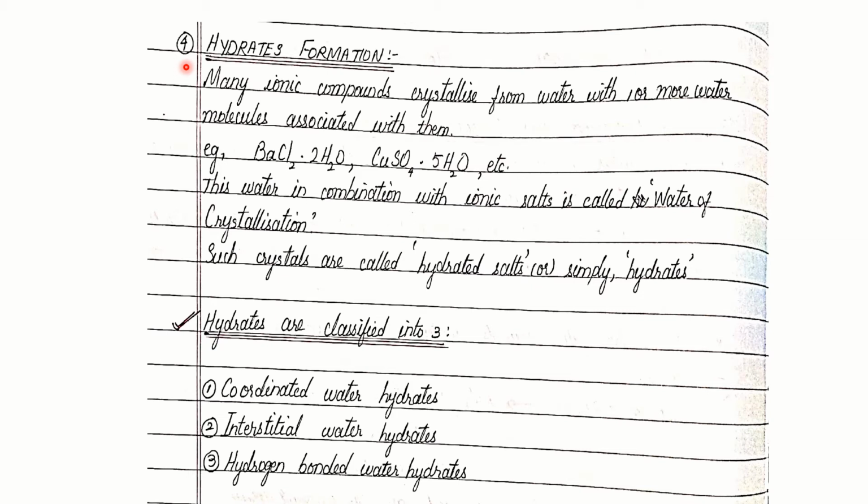The fourth important chemical property associated with water is hydrate formation. Many ionic compounds crystallize from water, and when they do so, one or more water molecules may be associated with them in their crystal structure.